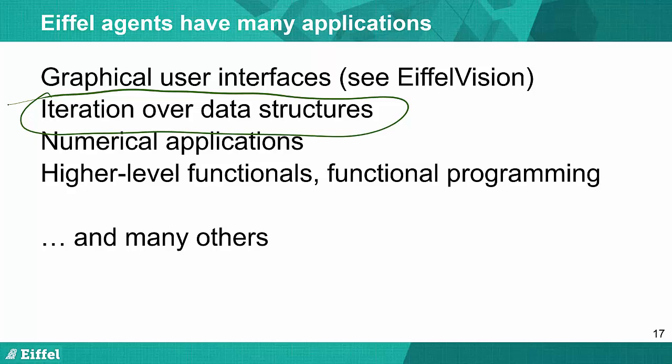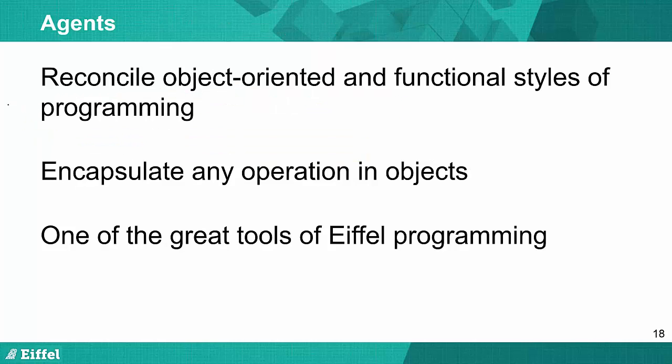We've seen that numerical applications are an important application of agents, and in general, anything that you can do with a functional programming language, of which many exist around, you can do with Eiffel. You can use higher-level functionals, that is to say functions that take functions and return functions that themselves can also be higher-level functionals. So you can do all that you would do in a functional programming language in Eiffel thanks to this agent mechanism, and there are many other applications of agents.